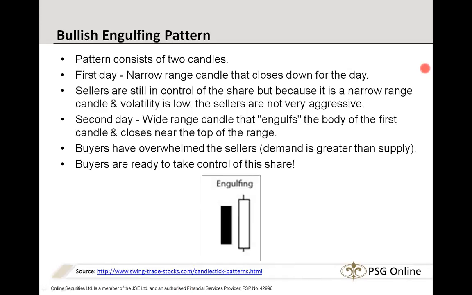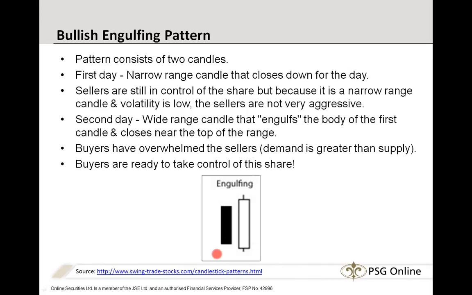First of all, it consists of 2 candles. On the first day, this is the first day here, we have a narrow range candle. Okay, that's where we opened and that's where we closed. So we have a down day on the first day. On the second day, the wide range candle, that's where we opened. So we opened lower than the previous day's close, but then it closed up higher than the previous day's high for the day. But basically what we do is we engulf, or we cover the previous day's candle. It is that the sellers at this point in time were in control, and now the buyers are taking over. That's the interpretation behind it.